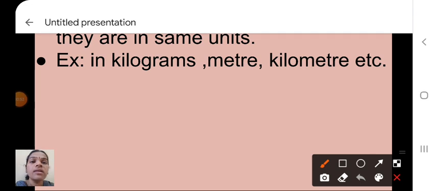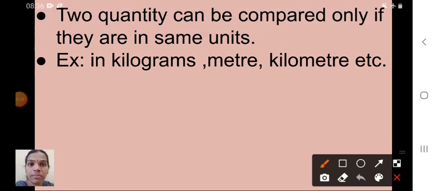See here children, if you want to compare the two numbers, the two quantities can be compared only if they are in same units. Okay, so that is given unit. So that given numbers are having that same unit, then only we can find the ratio. Otherwise we can't find. For example, say here kilogram, meter, kilometer, etc.